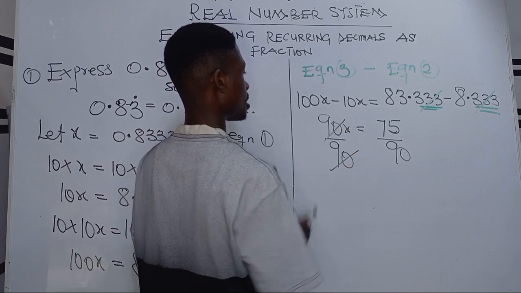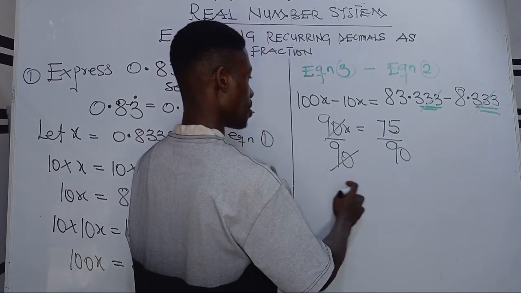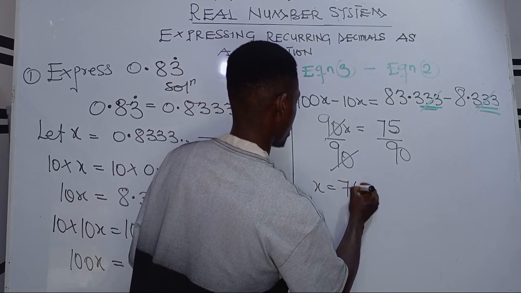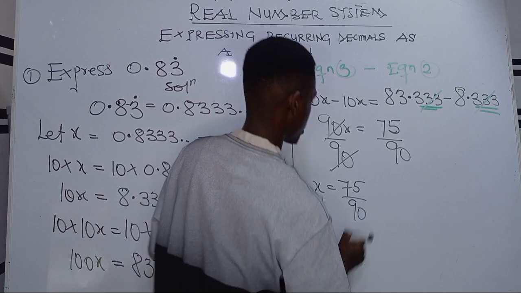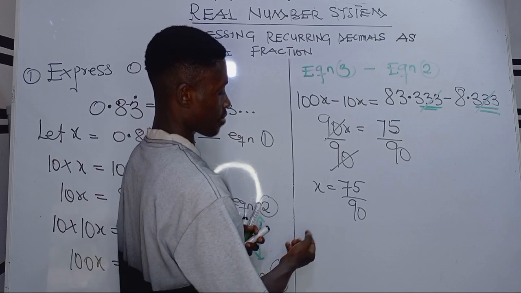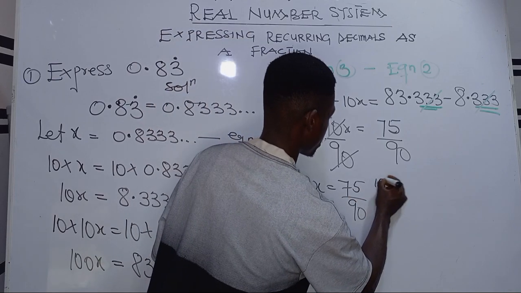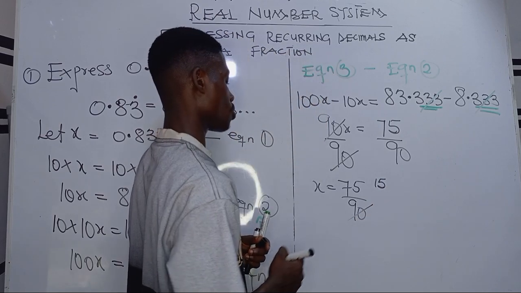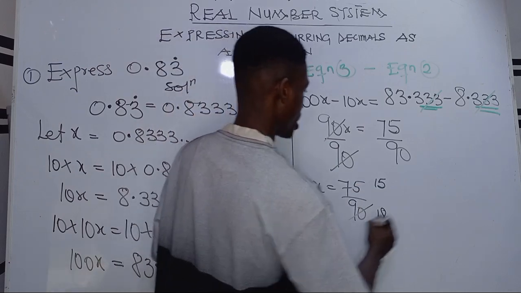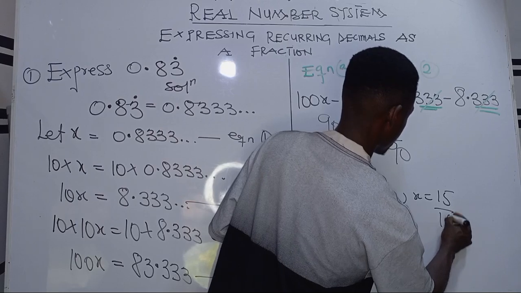So we divide both sides by 90. So 90 will cancel 90. We are left with s is equal to 75 over 90. But I believe we can break it down, right? We can use 5. 5 into 75, 15, and 5 into 90, we have 18. We can still break it down. So we have s is equal to 15 over 18.